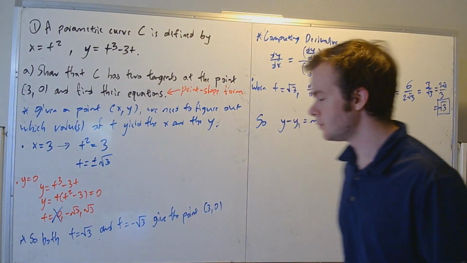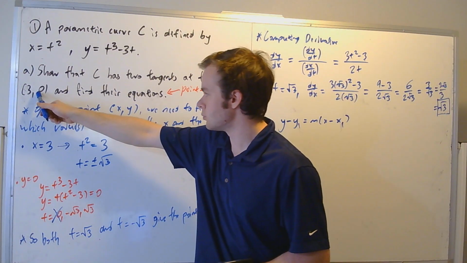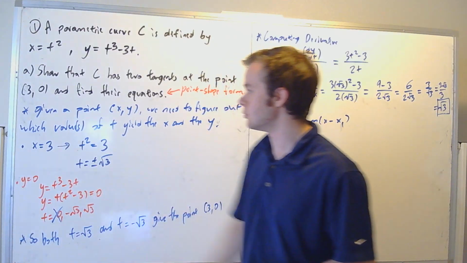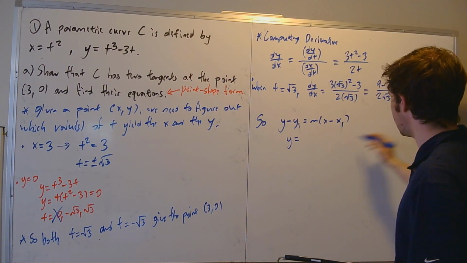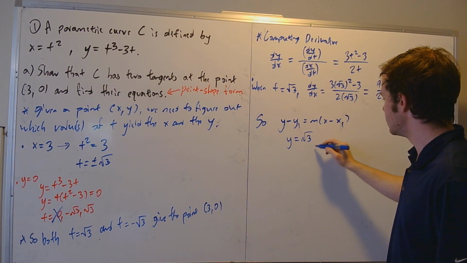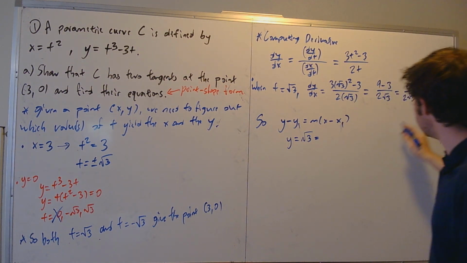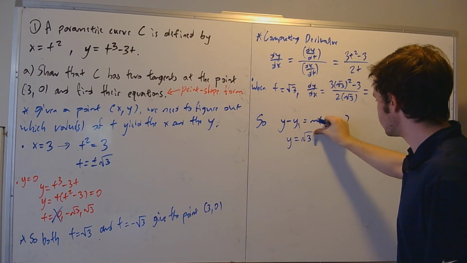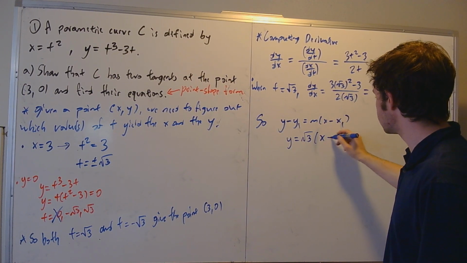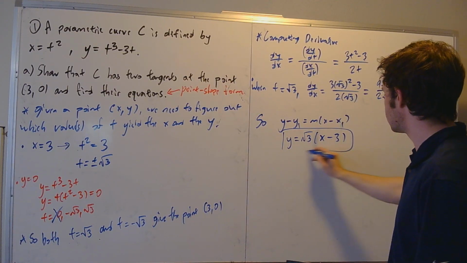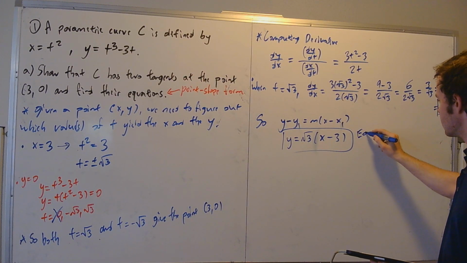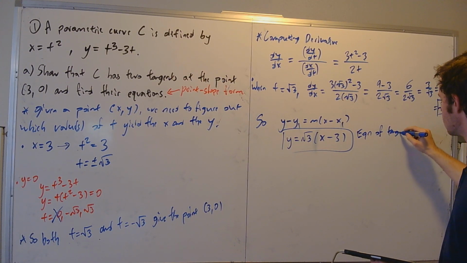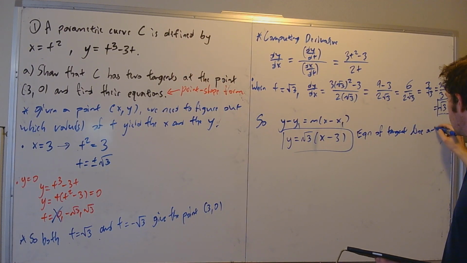So this is the point here. So here y1 is the y value of this point, 0, and x1 is the x value of the point, 3. So if you plug that in, you're going to get y minus 0, which is y, equals m, the slope of our tangent line, which is going to be exactly equal to the derivative. So root 3 times x minus 3. So that's the equation of the tangent line at x equals square root of 3.